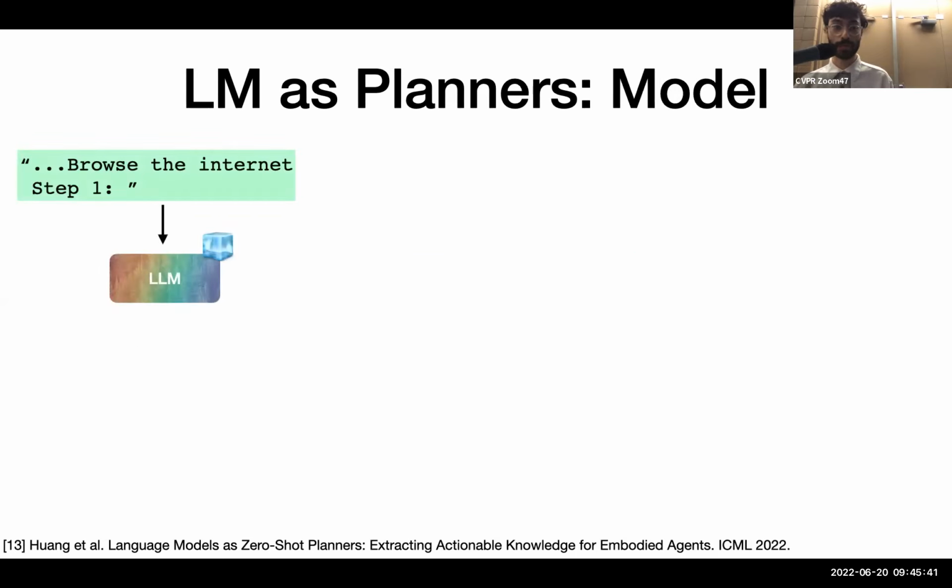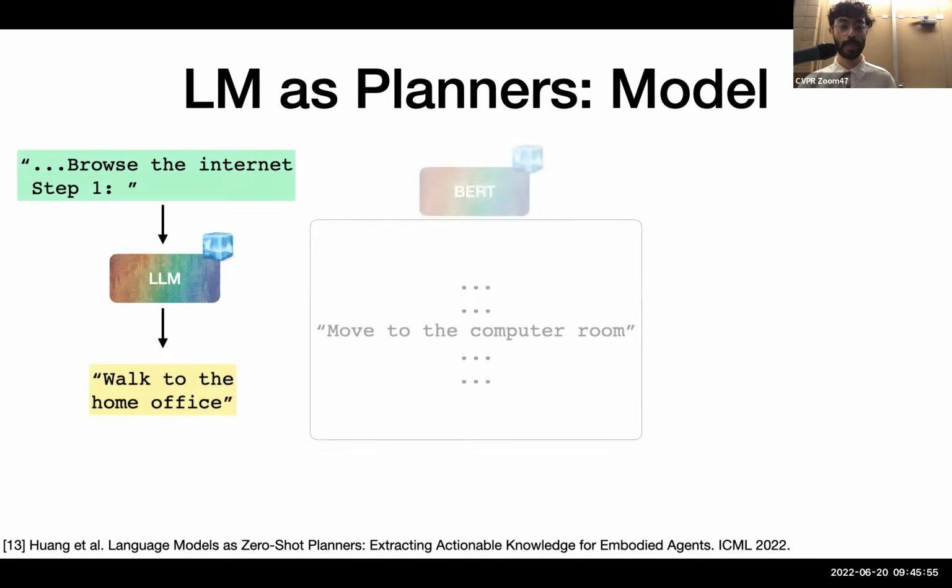Okay, so the first thing we're going to do is have a frozen large language model, and we're going to feed it this browse the internet task, and then prompt it with step one, trying to get it to come up with what the step is. So maybe it'll say something like walk into the home office, but walk into the home office isn't something that our robot necessarily knows how to do. So we have to do this arbitrage step of retrieving from the actions that we do know how to do, which one is the closest. And we're actually going to do that with another language model called BERT.